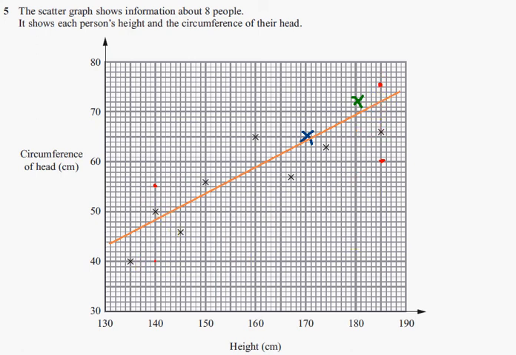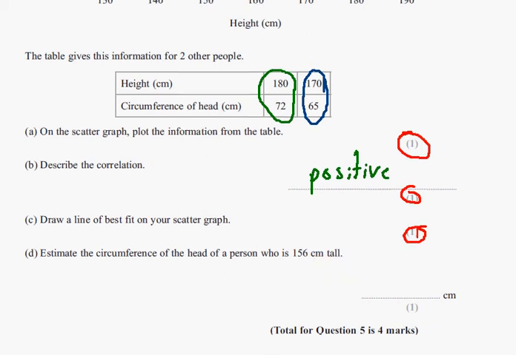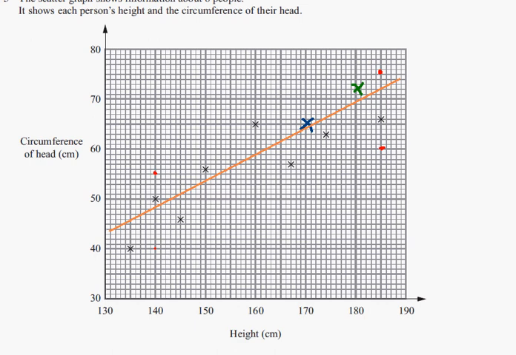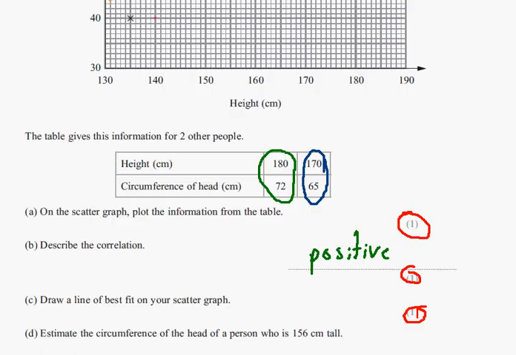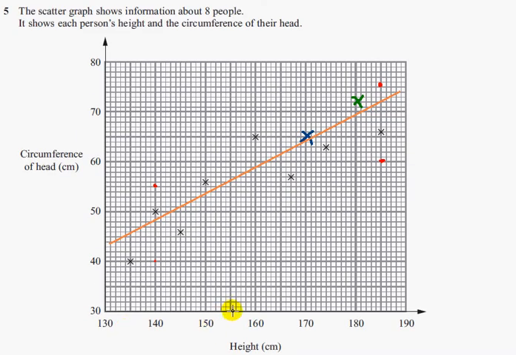And part d, estimate the circumference of the head of a person who is 156 centimetres tall. Okay, so you need your ruler. I'll do this in purple. Let me just check that. 156 centimetres. So it's here. Draw your line up to your line of best fit and across.